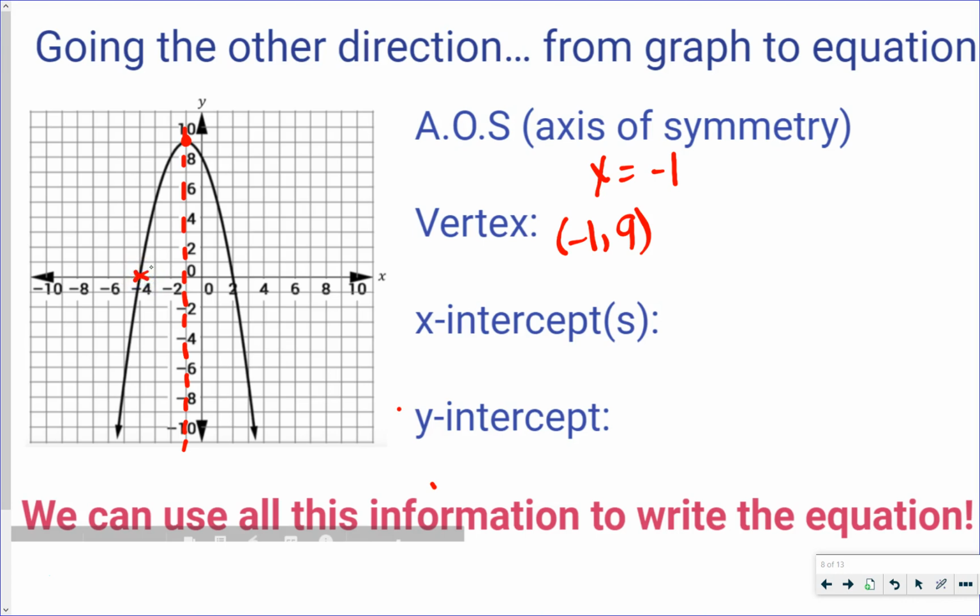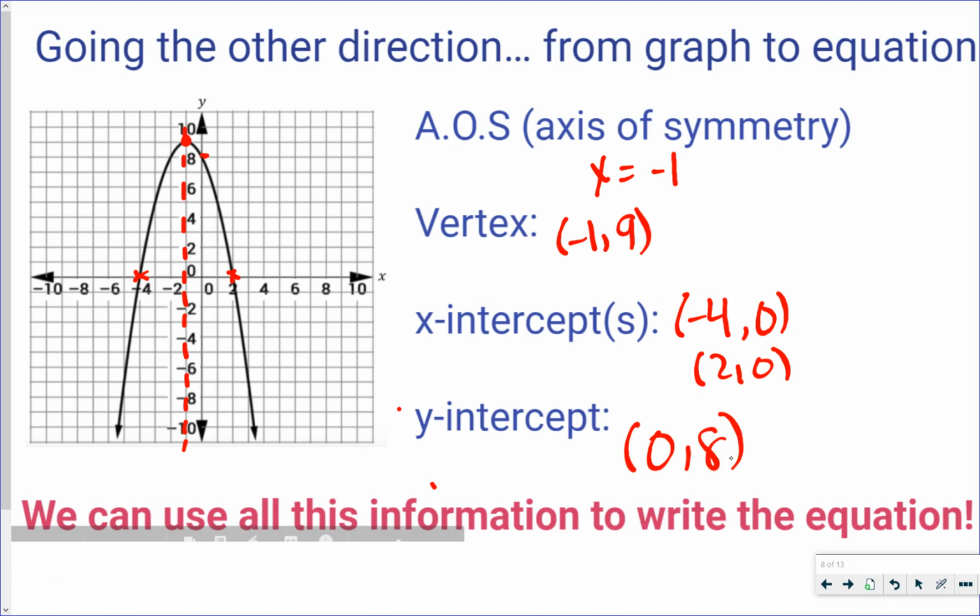We have 2 intercepts. What's this one right here? -4, 0. And what's this one? +2, 0. And then what is our y-intercept? The y-intercept is right here, guys. What y is that? It is 8, and I write it as 0, 8.